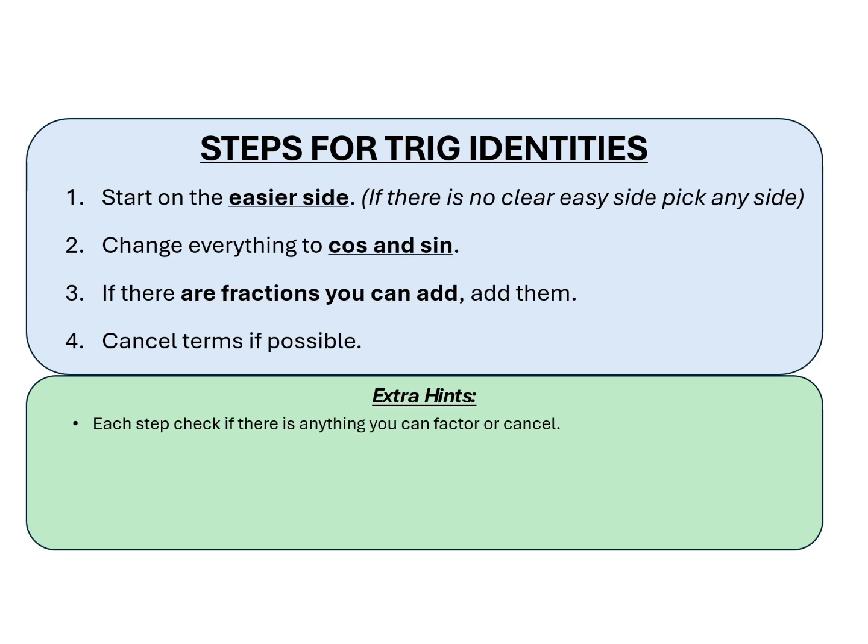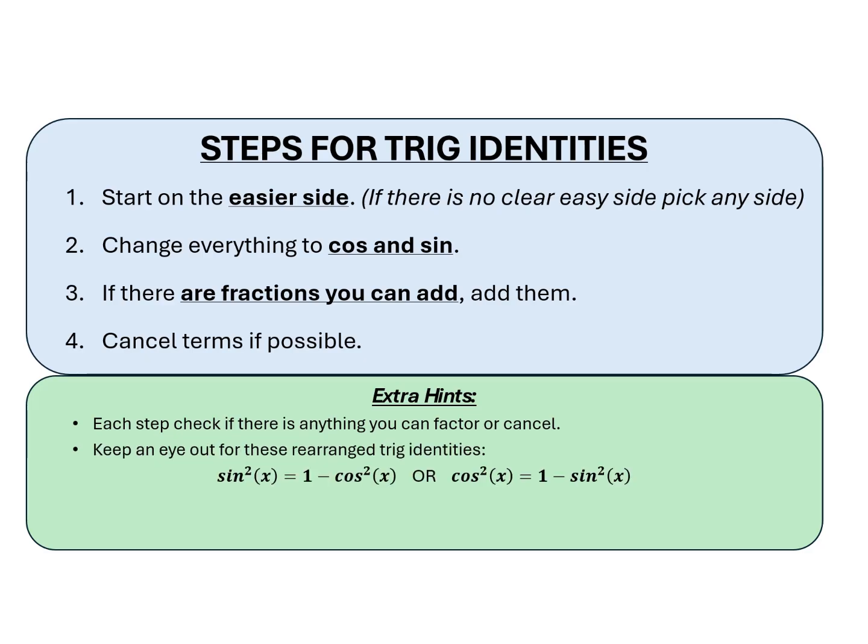Now, a couple extra things to keep an eye out for is at each step we're going to check if there's anything that we can factor, like a common factor, or that we can cancel. Also, we want to keep an eye out for this specific trig identity, which is just the rearranged version of our sine squared plus cos squared is equal to 1. But a lot of times questions will throw in this rearranged version, so we got to keep an eye out for this.